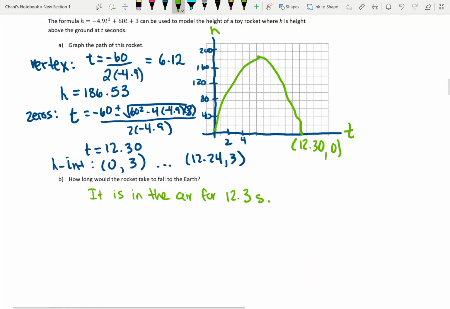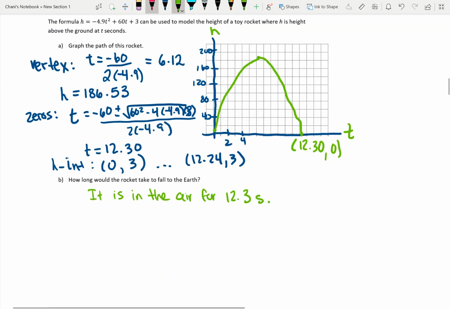Over what time interval is the height of the toy rocket greater than 150 meters? Okay, so let's understand this graphically first. So greater than 150 meters, so here's 100 and, well, that's 140. So here's 150. So there's going to be 2 times where it hits 150 meters. So it's between these 2 times where the parabola is greater than 150 meters. So we need to find this x value or t value and this t value and just find out how far apart they are in order to solve this problem.